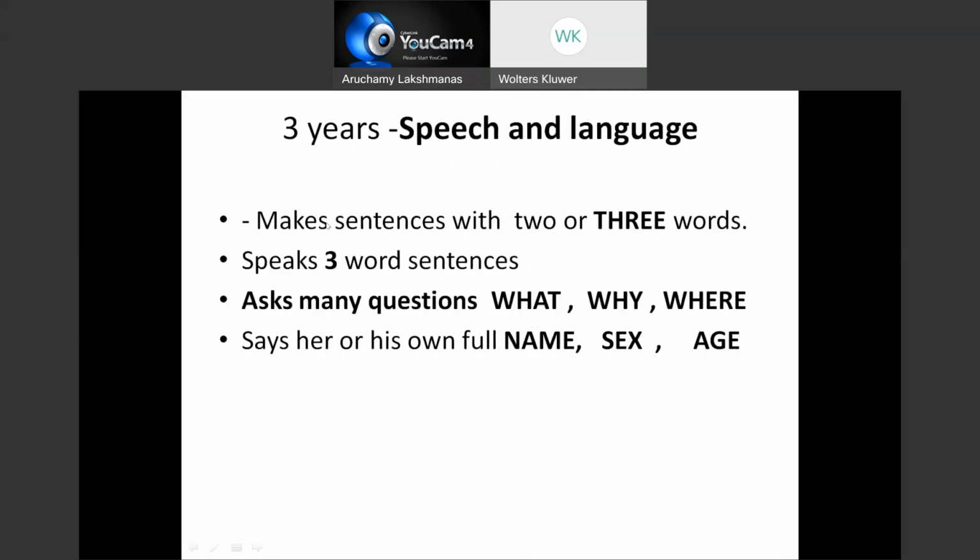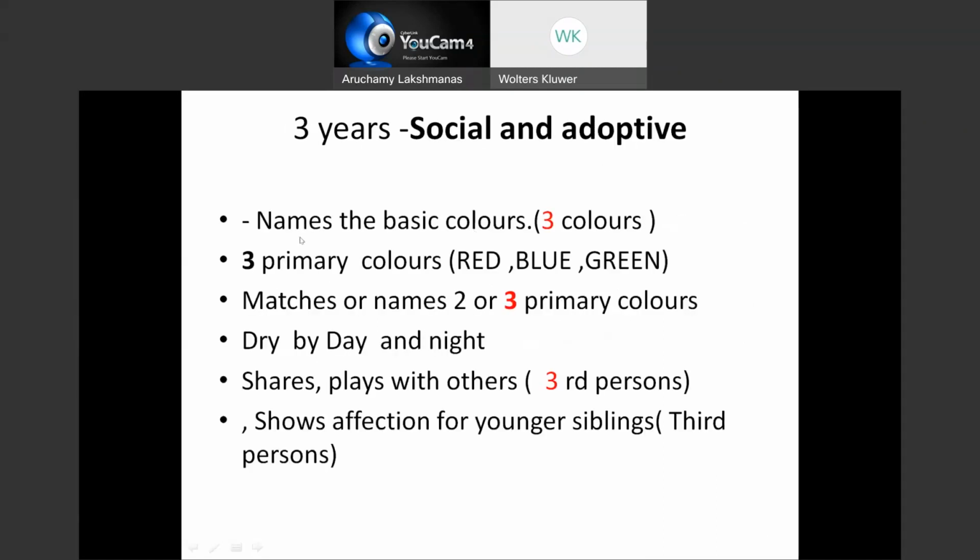So speech and language: makes sentences with 2 or 3 words, and speaks 3 word sentences, and asks what, why, where. And can say the name, sex, and age. So by 3 years, you can ask what, where, why, and can say 3 word sentences. And I already told you, red, blue, green, 3 colors, and dry by night, shares and plays with the third person. Again, 3 you remember. It will share things, play with the others, the third person. So affection to the younger siblings, that's the third person. So all these things will happen in 3 years. So 3 years will be easy, and most of the character will develop by 3 years. Our adult characters will come by 3 years.